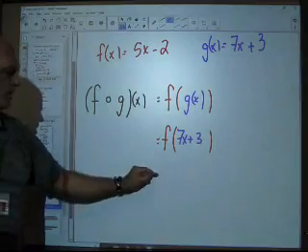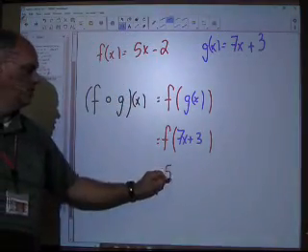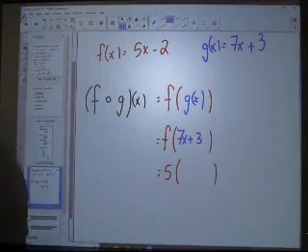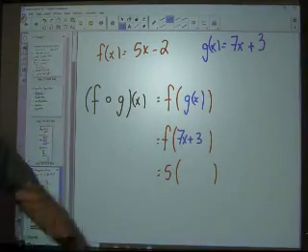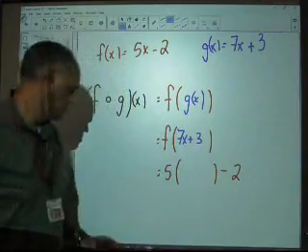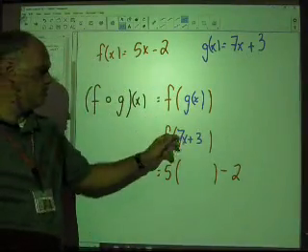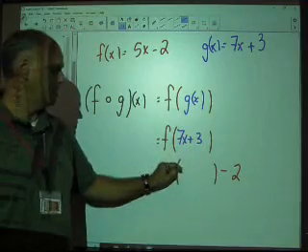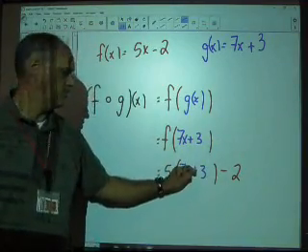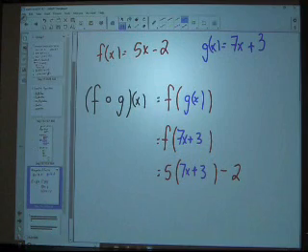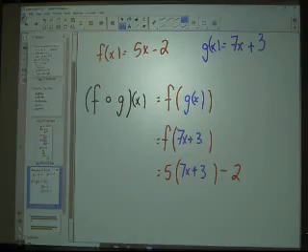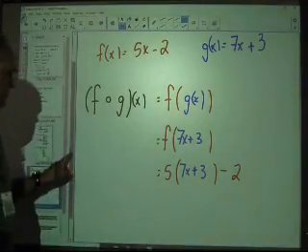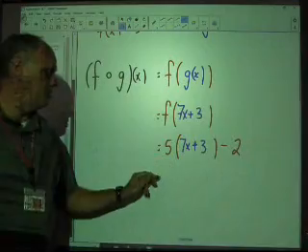And so we will say we have 5, times whatever replaces the x in the f function, and then minus 2. So what goes in this parenthesis is actually the 7x plus 3. And now we have, and this may be what somebody was talking about earlier, distributing. Is that what you're thinking about? Okay, so yeah, then you're on the right track. So we want to go ahead and distribute the 5.